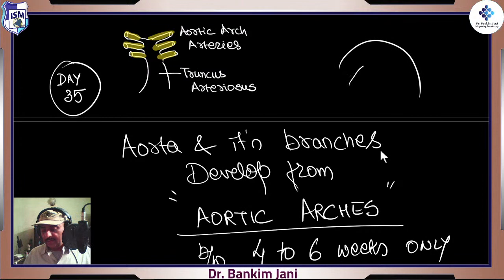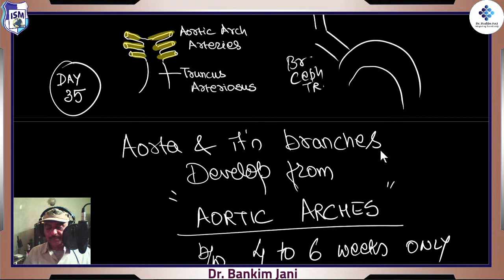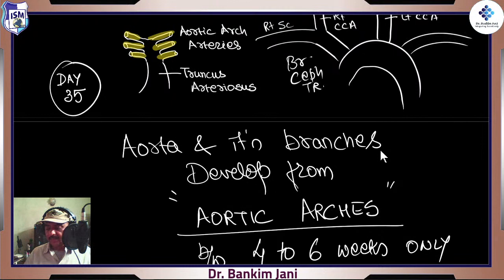Right? Have you ever wondered why, say, on the right side there is the brachiocephalic trunk, correct? And then from the brachiocephalic trunk, there goes one artery above, which is the right common carotid artery. And then the right subclavian would go. But that's not the case on the left-hand side. On the left-hand side, straight away it sends one artery above, the left common carotid artery. Then directly there is the left subclavian artery.